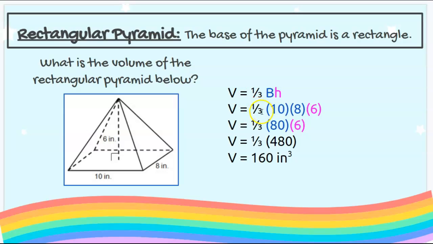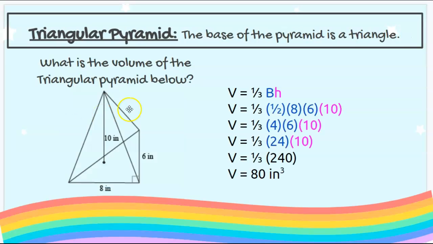In this case, the 6 is the height of the pyramid. So we're just going to write that in right away. The height of the pyramid is 6. Then I look and it's a rectangular pyramid. So it's a rectangle here. The area of a rectangle, 10 times 8, would be 80. Then I would do 80 times 6 and get 480. And then divide by 3 and you get 160. Here's another one.